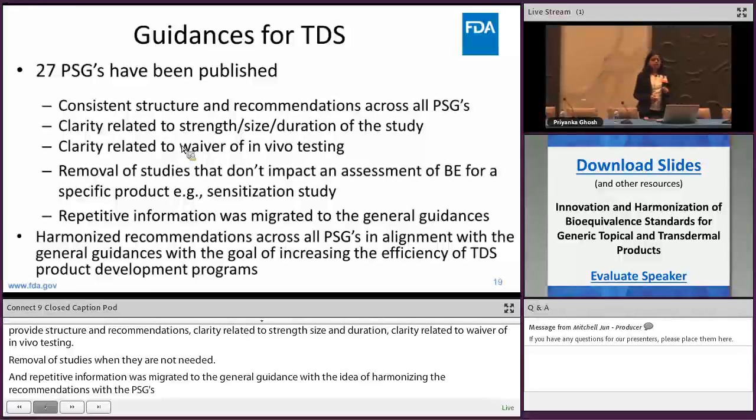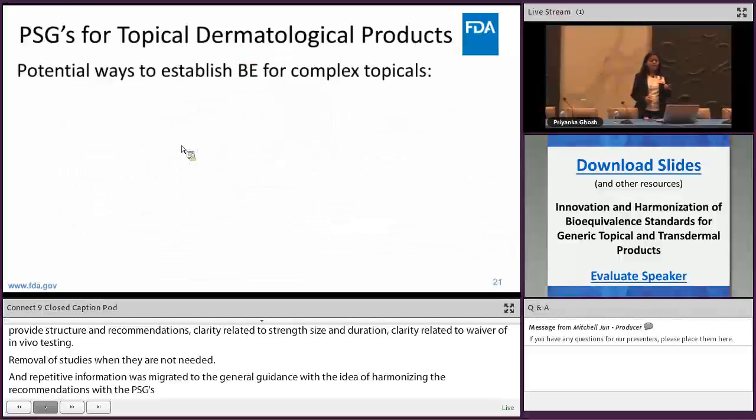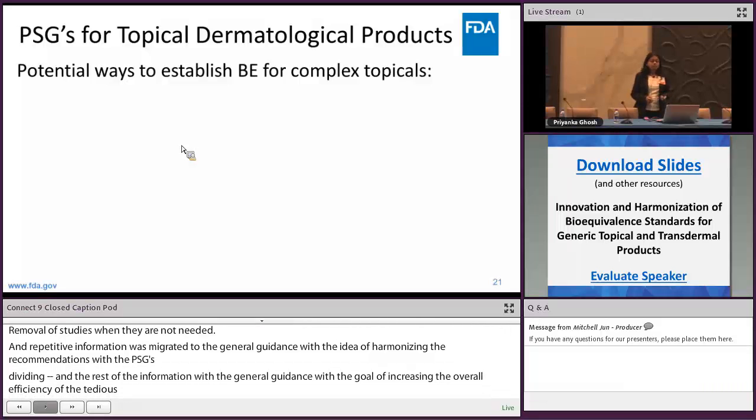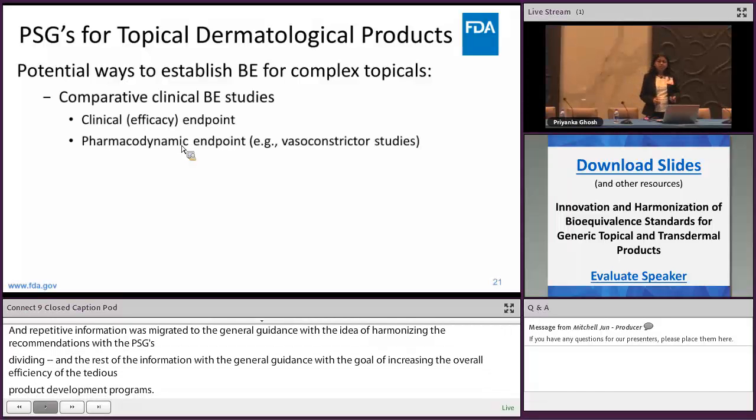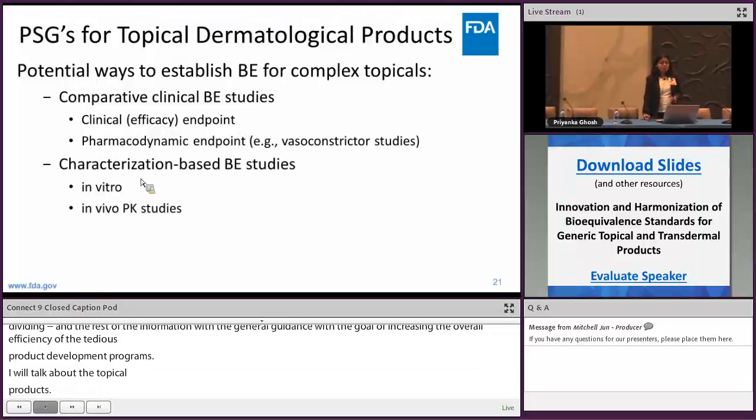So now that we have talked a little bit about the transdermal or TDS guidances, I'm going to switch gears and talk about the topical products. As Dr. Rane mentioned, historically, potential ways for establishing BE for these products were mostly clinical BE studies. And over the last 5 years or so, we have focused more on what we think are more efficient characterization-based approaches for establishing BE, which typically include in vitro-based studies and may or may not include in vivo PK study.